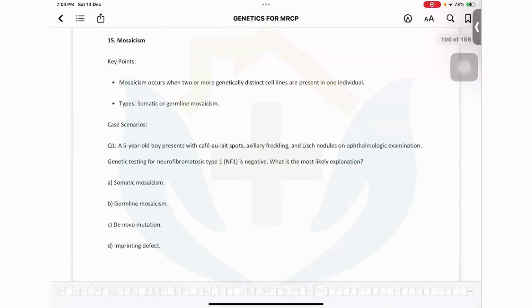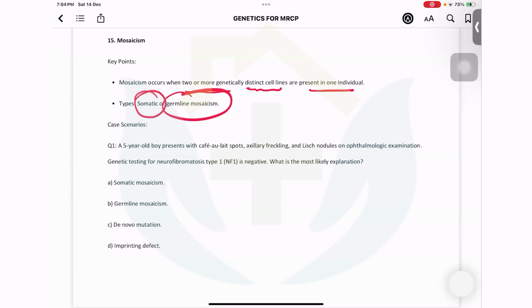All right. Now coming to mosaicism. What is mosaicism? Mosaicism is two kinds of people living in one person. So mosaicism occurs when two or more genetically distinct cell lines are present in one individual. So they can be somatic or germline mosaicism.